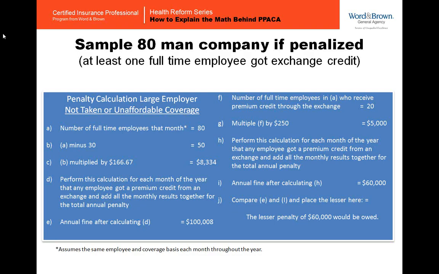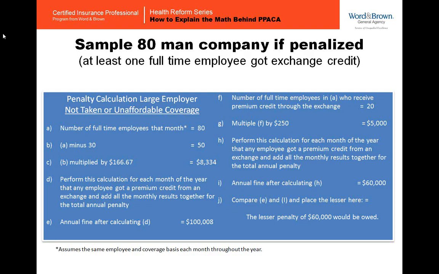On the right-hand side is the $3,000 penalty. But this is done only on those employees who go to the exchange and get a credit. In this hypothetical example, we had 20 employees go to the exchange and get a credit. It's multiplied by $250 per month. That's one-twelfth of $3,000, a total of $5,000. If he keeps that same situation all year long, $5,000 times 12 is $60,000.